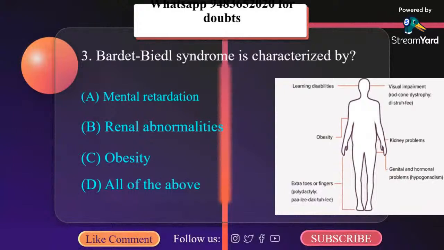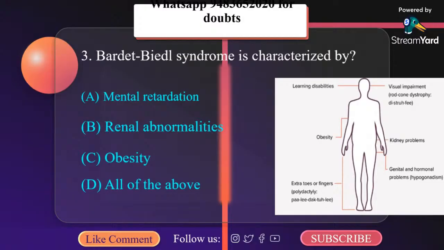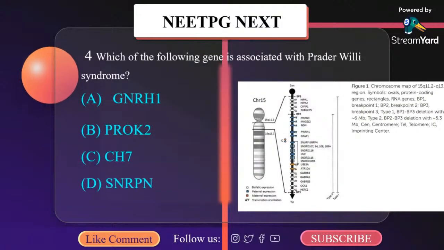Bardet-Biedl syndrome is characterized by A, mental retardation, B, renal abnormality, C, obesity, D, all of them. It is all of them. Which of the following genes is associated with Prader-Willi syndrome? GnRH1, PROK2, CS7, SNRPN. It is SNRPN.